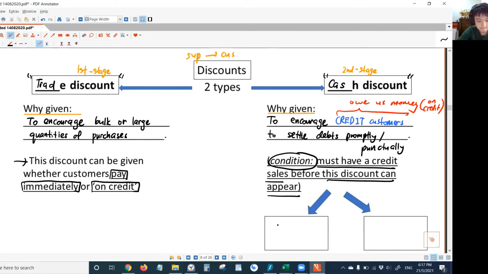Now there are two more terms that are used to replace the term cash discount. Write down here. There are two boxes here. One is known as discount allowed. Another one is known as discount received.